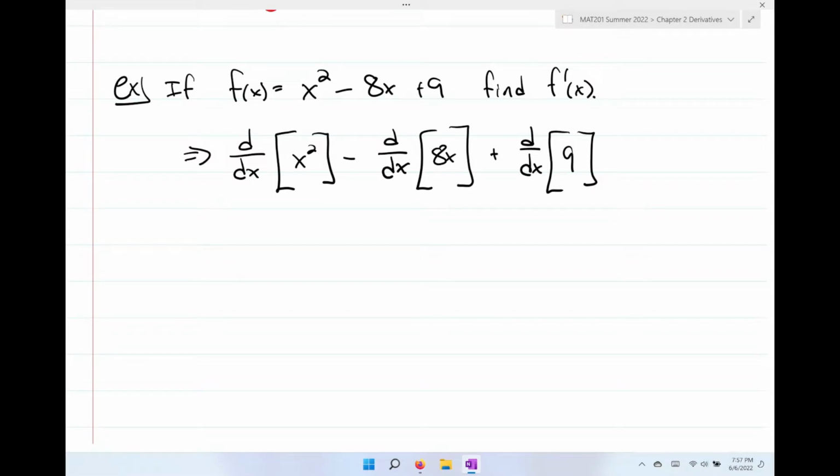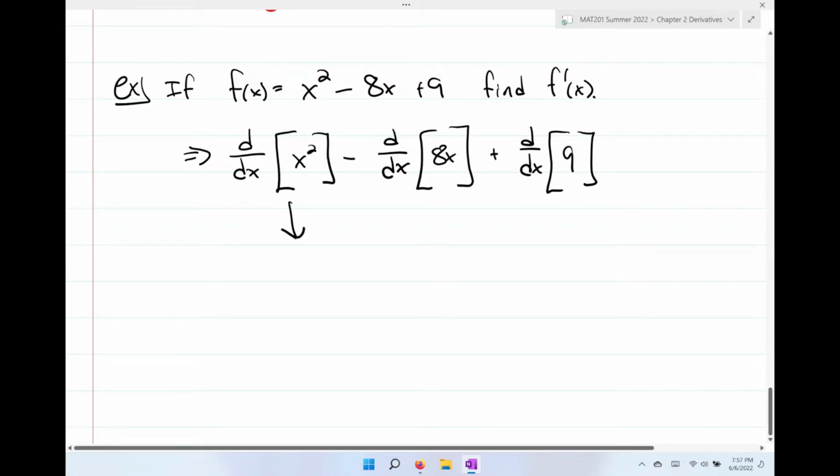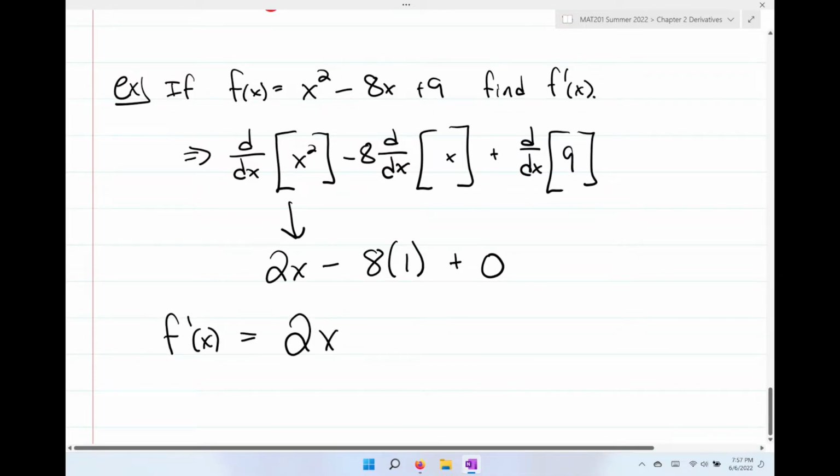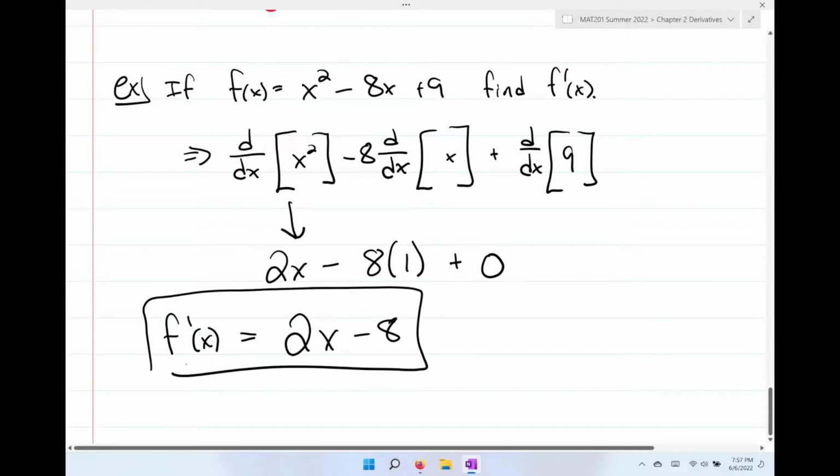Now, if I wanted to break this down even further, the derivative of x squared is going to be 2x minus. Now, technically, I could have taken that 8 and put it out front. So then the derivative of x would be 1. So this would be 8 times 1. Plus, we know the derivative of a constant is 0. And if I just simplify this real quick, notice I get 2x minus 8.